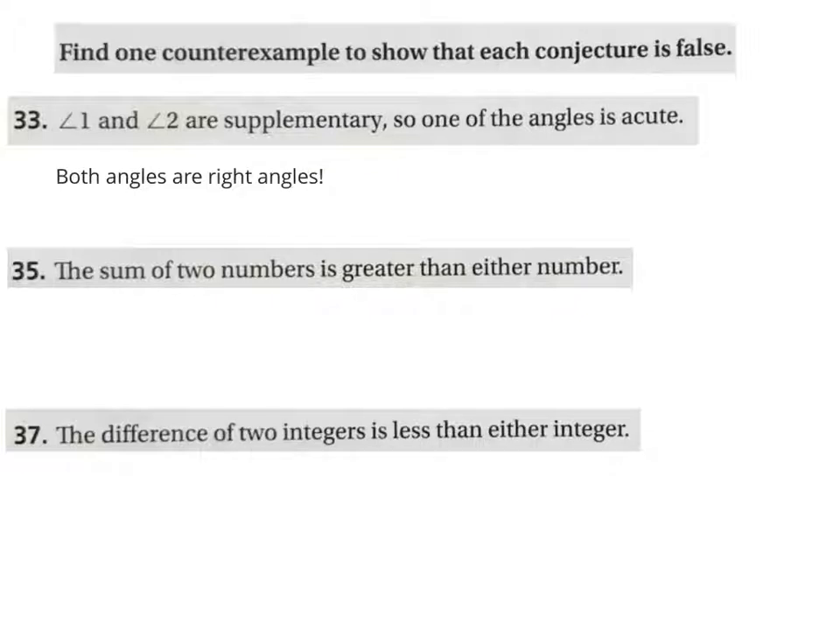Yep, good counterexample. If they're both right angles, they're both 90 degrees. We don't call them acute or obtuse, right? So neither one of them is acute, and they do add up to 180.